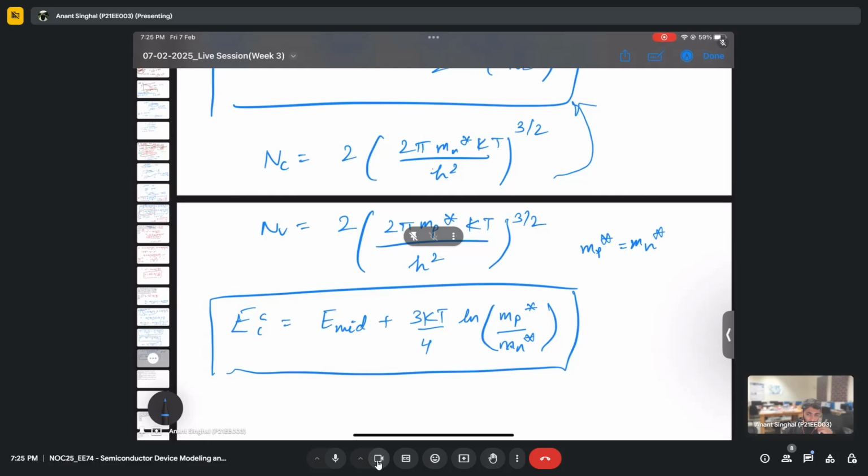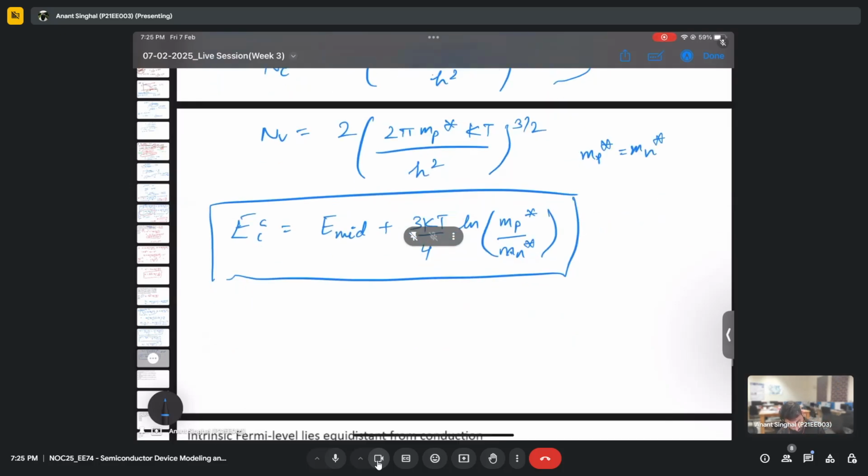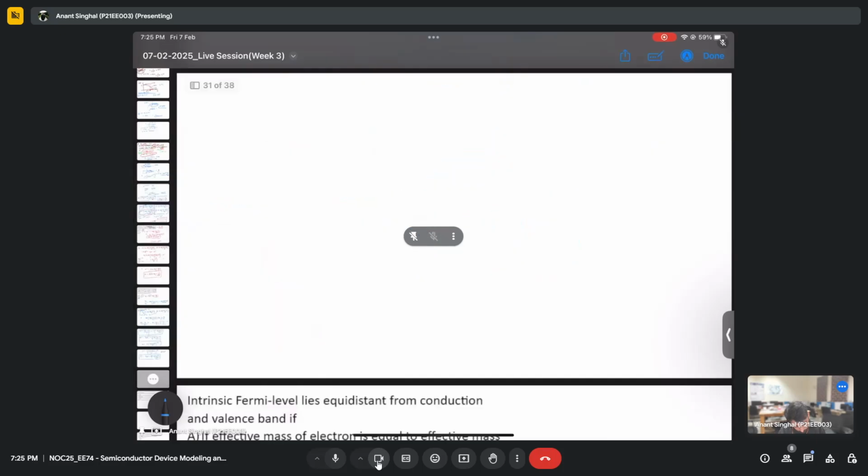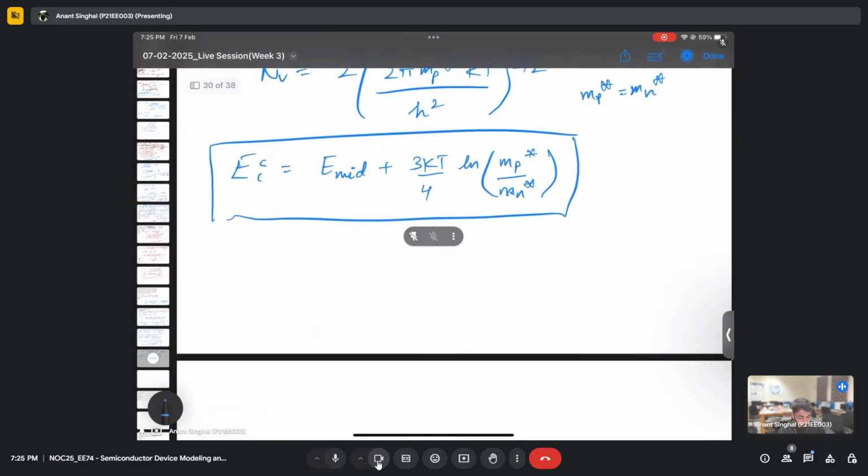E mid plus ln 1, and ln 1 is 0. Yes, exactly. So when Mp is equal to Mn, it will be ln 1, and ln 1 is 0. So if Mp is equal to Mn, then EI is always at the center, right? This is what we always study, that EI is always at the center.